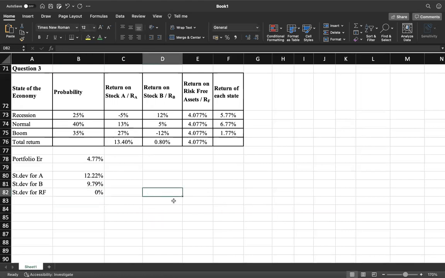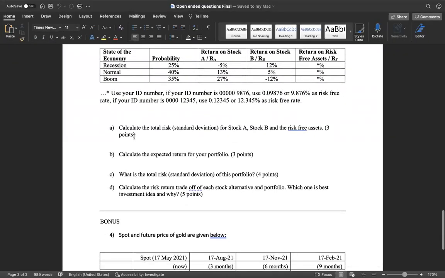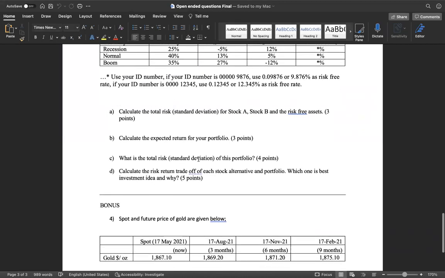Or you can also calculate it just to make sure, but you see that each return is equal to expected return, so I am subtracting the same amount from the same amount. It will give 0 in each probability, so 0 plus 0 plus 0 is 0. Risk-free rate, standard deviation. So we are done with A part. And what is the total risk or standard deviation of this portfolio?